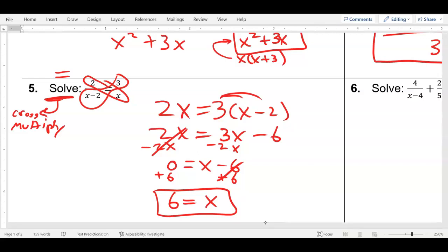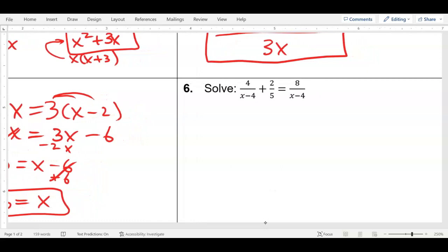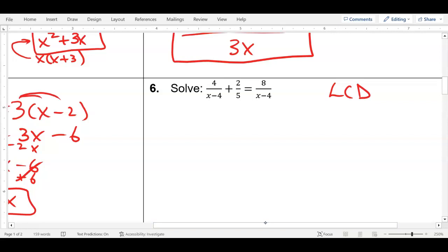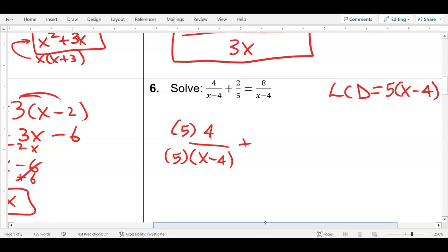On number 6, though, you can only add them if they have a least common denominator. So since x minus 4 and 5 don't have one, you got to multiply them together. 5 times x minus 4. So this first fraction that already has x minus 4 is going to need to be multiplied by 5 on both, on the top and the bottom. The second fraction is going to need to be multiplied by x minus 4 on the bottom and the top.